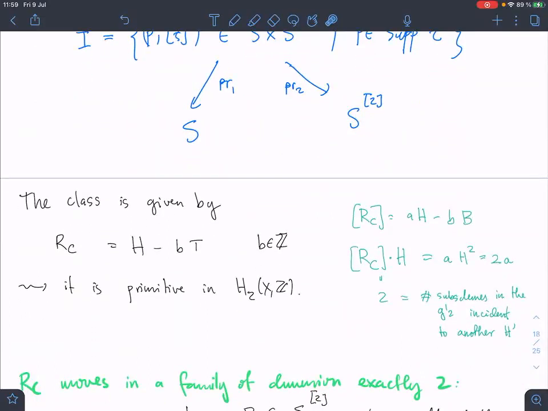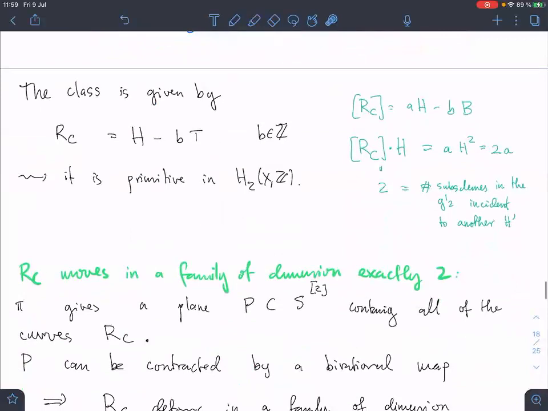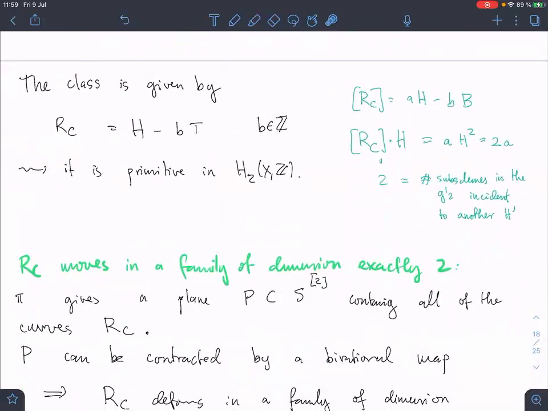It's not so hard to see that the class, if we use this basis for the H2 that we had before, namely the H2 of the K3 plus this tau class, has the form H minus something. But in particular, it means that this class is a primitive class in H2. And to get this coefficient here, you just use a geometric argument. Okay, so we know the class, basically.